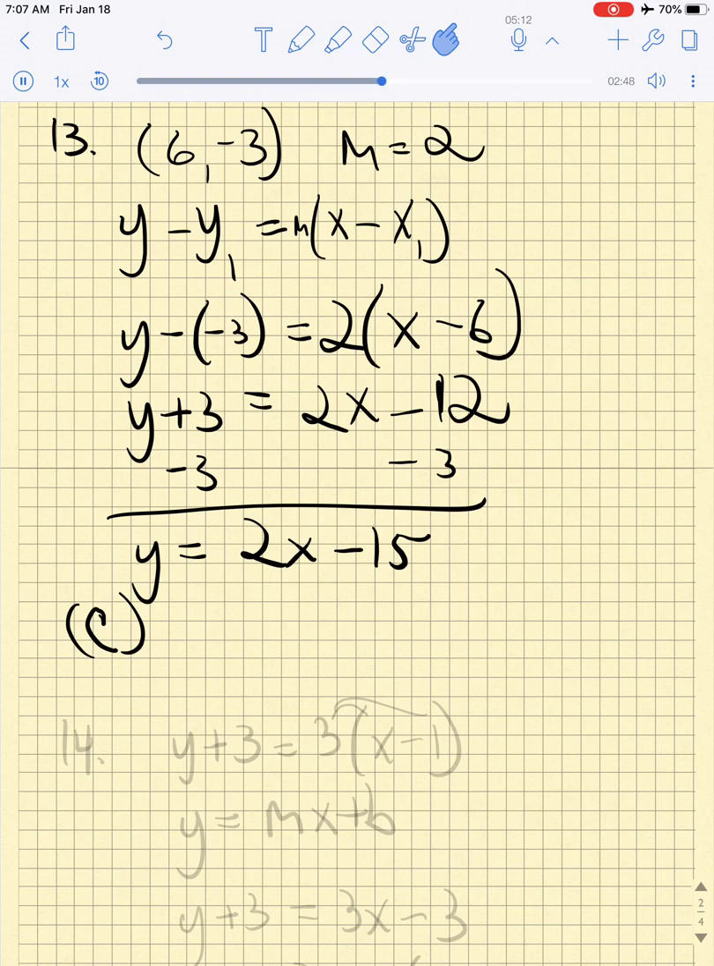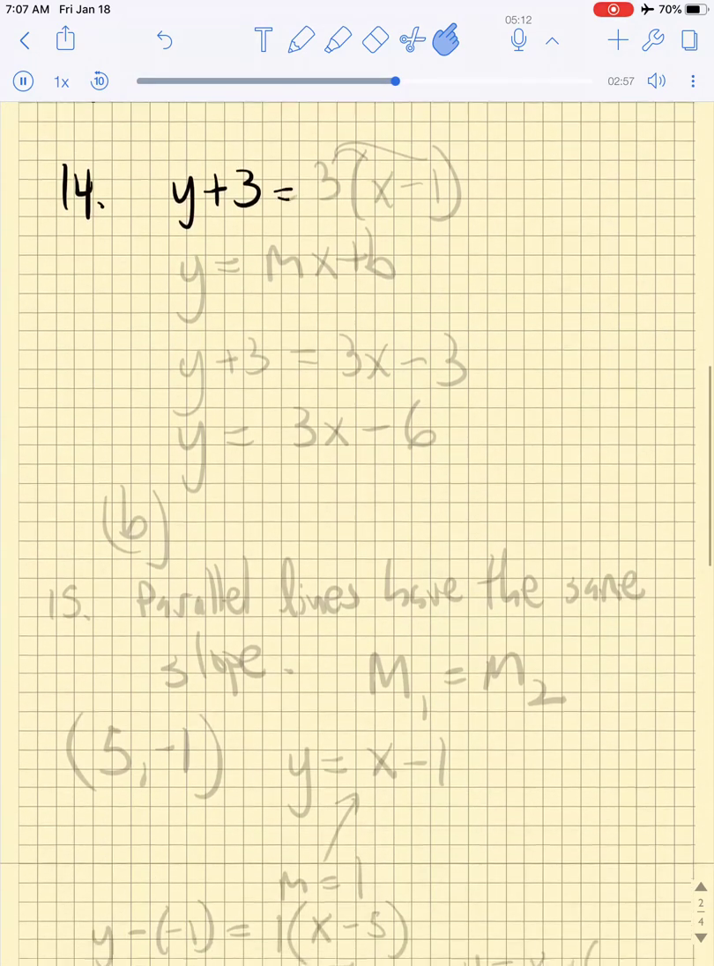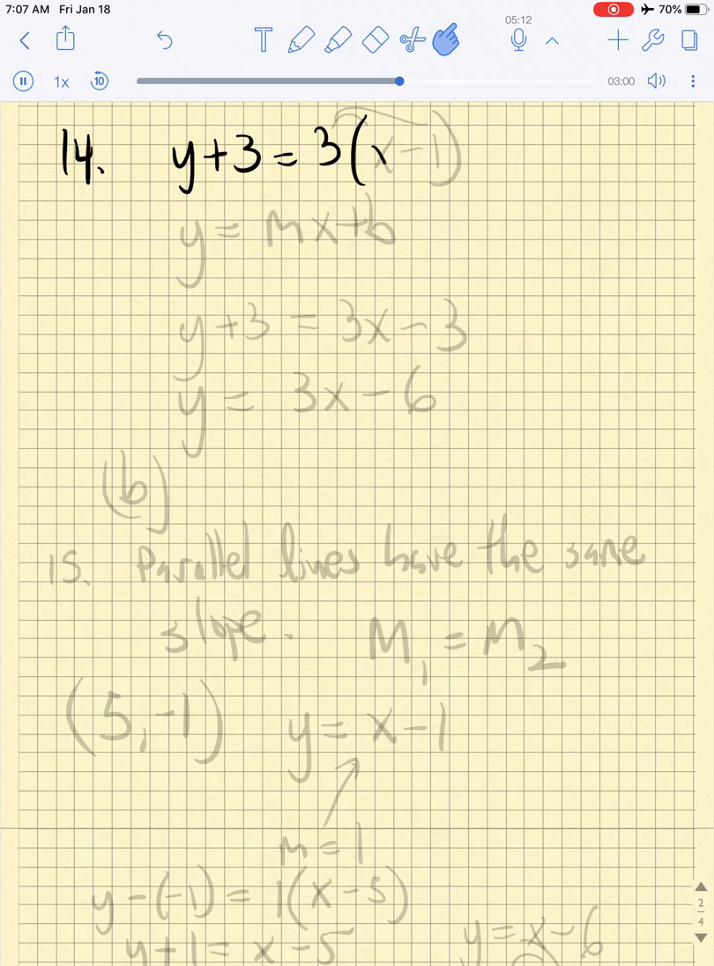And 14 is the same thing again. So we have y plus 3 equals 3 times x minus 1. So for this one, they sort of did the substitution for us. So we need it in slope-intercept form. Slope-intercept form is y equals mx plus b. So what do we have to do?